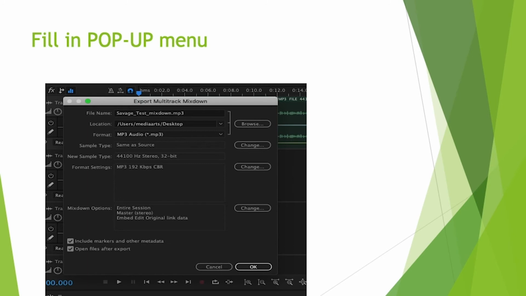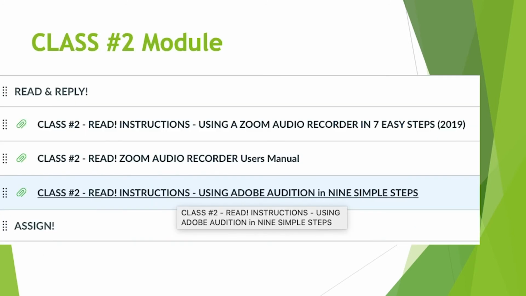Your MP3 file will end up on your desktop. If you ended up with a .sesx file, you did it wrong. You saved when you should have exported. And now you're done. Your next step would be to upload that edited project, the MP3 file, to the Canvas Dropbox. These instructions are written out for you in a file on Canvas that you can download to your desktop.